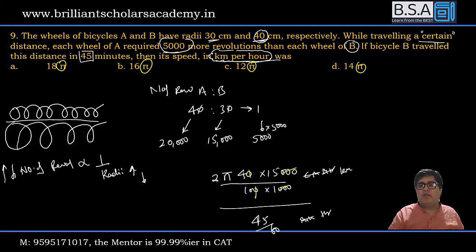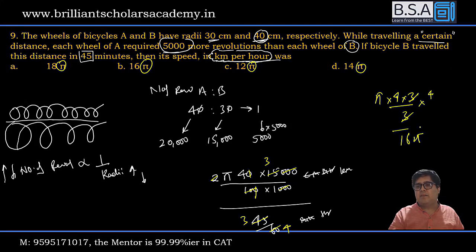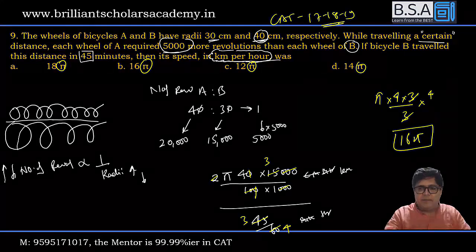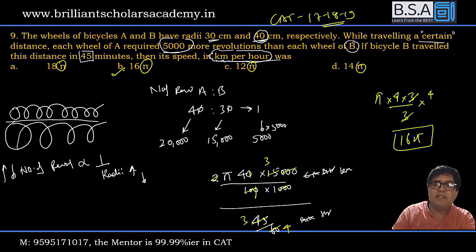If you want to go further, this is 30 cancels 3 times. So numerator looks like to me as pi into 4 into 3. Denominator 15 into 3, 15 into 4. So the denominator will reverse further. Cancel, cancel. Your answer is 16 pi. What you just now solved is a question from CAT from one of the years, either 17 or 18 or 19. 16 pi. This is what I said.